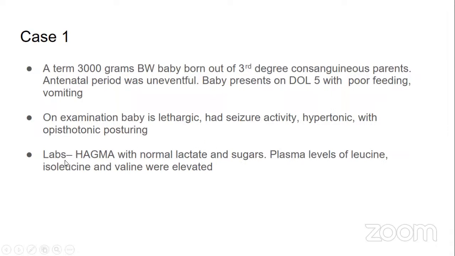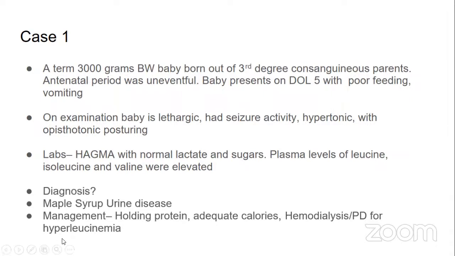So the labs were done, which showed high anion gap metabolic acidosis with normal lactate and sugars. This much investigation we can do in any baby who is presenting with seizure activity. We will definitely be doing lactates, blood gas and sugars. Plasma leucine, isoleucine and valine levels were elevated. So branched chain amino acids were elevated. So most likely this will be maple syrup urine disease. Maple syrup urine disease classically presents with hypertonia and opisthotonic posturing along with seizure activity, with elevation of leucine, isoleucine and valine.